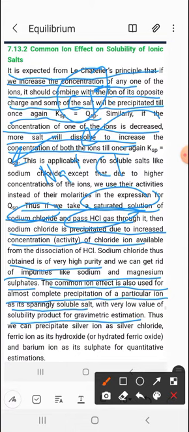If we want to precipitate silver ion as silver chloride, we can add the common ion chloride. It will give you silver chloride which is of pure state. Similarly, ferric ion as its hydroxide, the barium ion as its sulfate for quantitative estimations. And obviously whatever precipitate you get here will be of very high purity. This is the common ion effect on the solubility of ionic salts.